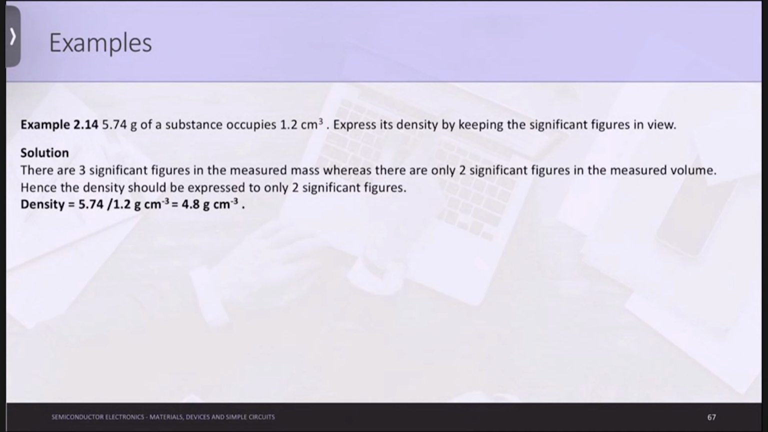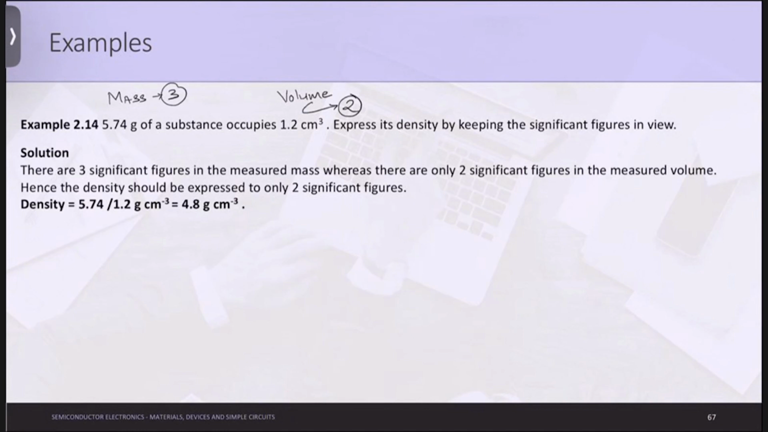Again, new example. The example states that 5.74 grams of substance occupies 1.2 centimeter cube. So the mass has 3 significant digits and volume has 2 significant digits. What is the minimum number of significant digits we have? The minimum is only 2, therefore the answer after calculation should always be reported with the minimum significant digits, that is 2 significant digits only.